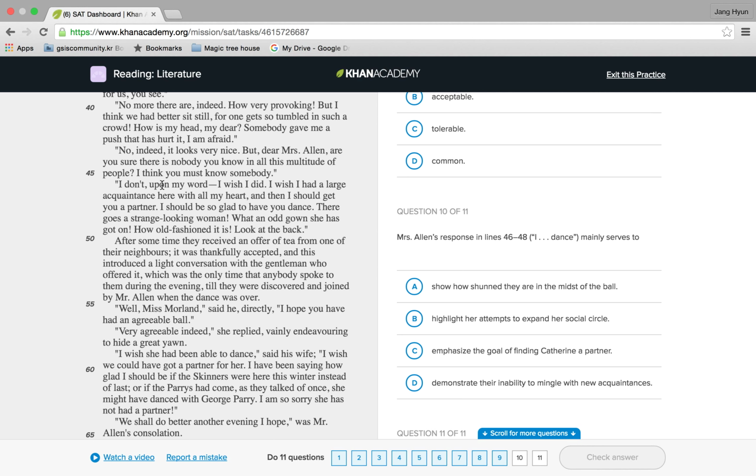I don't, upon my word. I wish I did. I wish I had a large acquaintance here with all my heart, and then I should get you a partner. I should be so glad to have you dance.